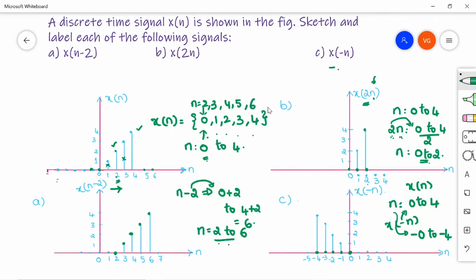So at x of n, n equal to 0 means an amplitude of 0, 1 means 1, 2 means 2, 3 means 3, 4 means 4. Now you take it in reverse. X of minus n will have an amplitude of 0 at n is equal to 0, 1 at n is equal to minus 1, 2 at n is equal to minus 2, 3 at n is equal to minus 3, and 4 at n is equal to minus 4. Right? So this is how we can draw x of minus n for the given signal x of n.